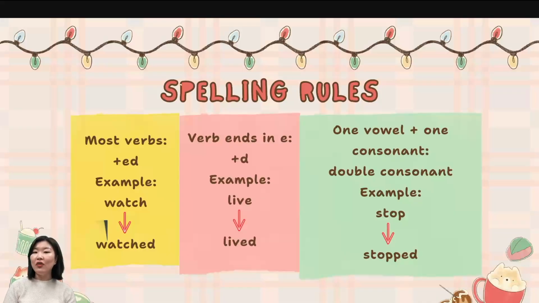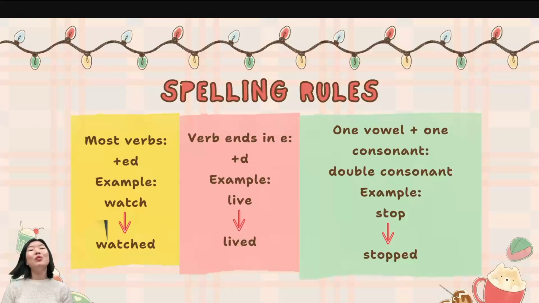So make sure that you know all the spelling rules. Most verbs end in -ed. For example, watch to watched, ending in -ed. But for verbs that end with e, you do not have to add an extra e. Instead, you drop one e and just add d. For example, live to lived. Live ends with e, therefore you don't have to write an extra e. You just have to add d.